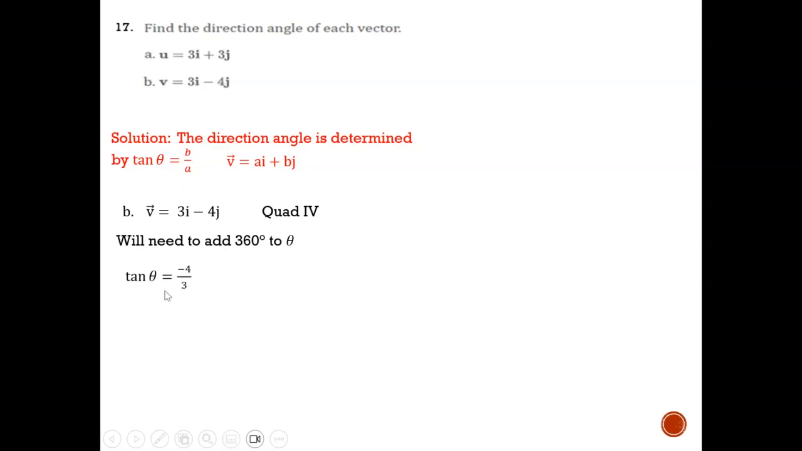So then, guys, we do the tangent of theta equals negative 4 over 3. So theta is equal to the arctangent of negative 4 over 3. You put it in the calculator, guys, and it's going to give you negative 53.130102235. If you add 360, the result is approximately 306.87. So that's your answer, guys.